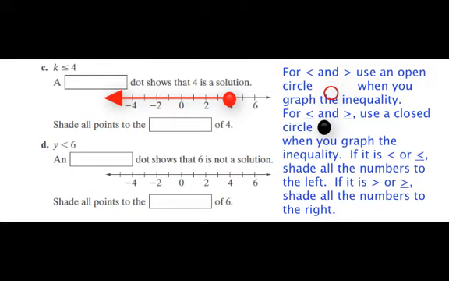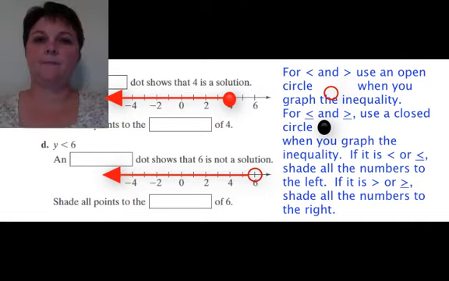For example D, Y is less than 6. Since it's just less than and it's not equal to, we're going to put an open circle at 6. Because Y is less than it, we will draw our arrow to the left. So your graph will look like this. Pause the video if you need more time to finish up the notes. Don't forget, you need to write a question down as you're taking notes so that we can answer it in class tomorrow.